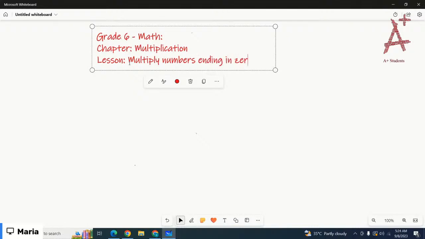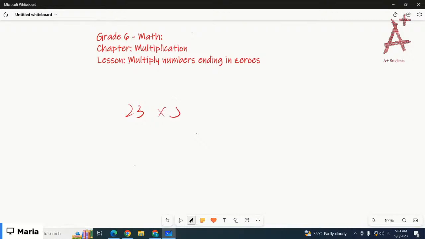So now we're going to learn how to multiply numbers that end with zero, right? Okay, let's start with the first one. 23 times 50. That is the first example, right? Okay, so the simple thing is to multiply the non-zero numbers. Just remove the zero. You are left with 23 times 5 and just multiply.